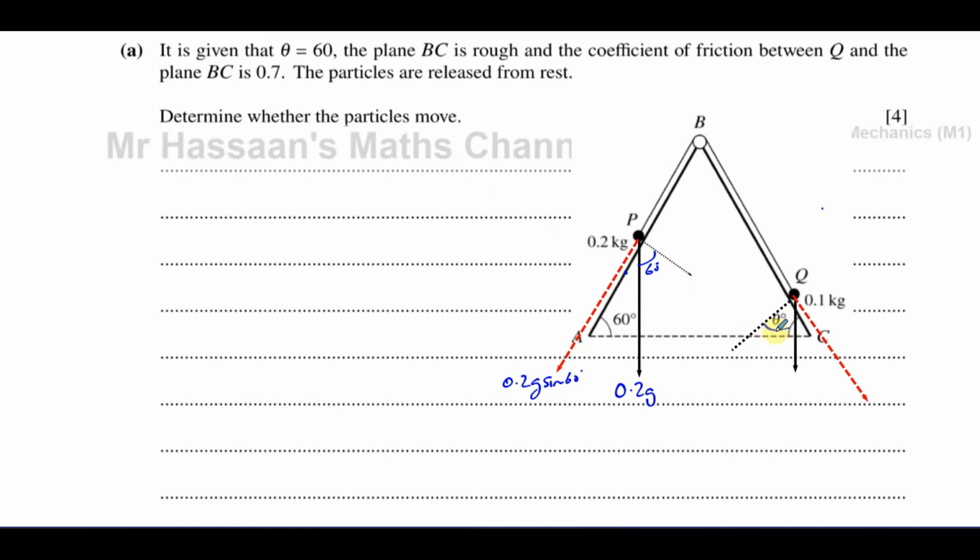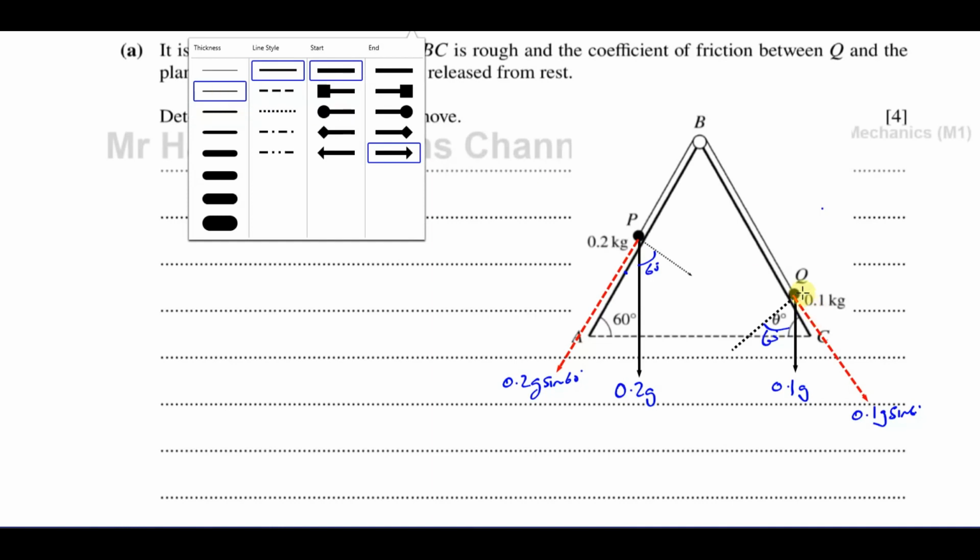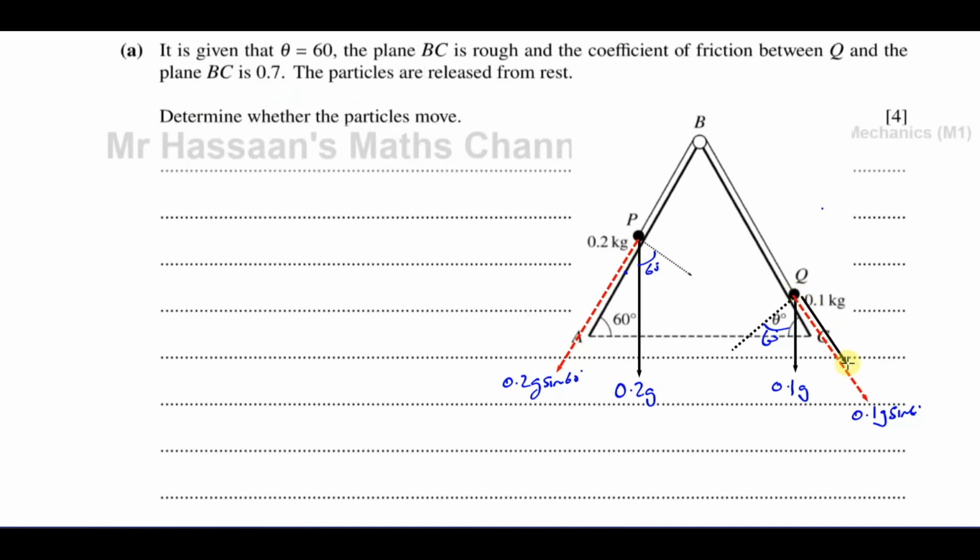Okay, so this angle is 60 as well. So you're going to have 0.1 g times sine 60 as well. We're also going to have the frictional force on this side. This will be the frictional force here, acting down here. Okay, that's friction.